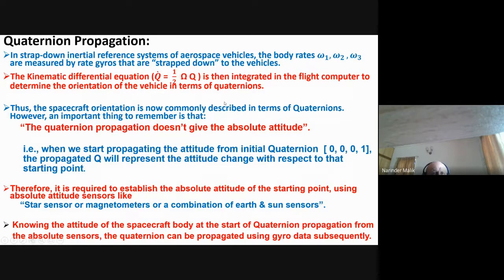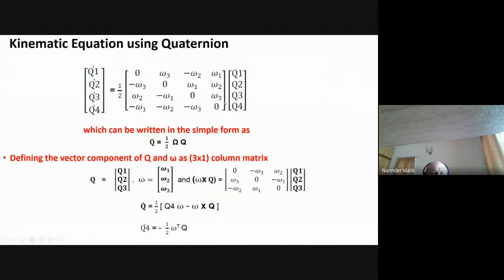Like I said, I can propagate the Qs, the attitude of the spacecraft, using only the body rates. Now, in the earlier equation, you saw sine and cosine were coming. Here in this propagation, nothing is coming. Here, Q1 is equal to a simple summation. So you are avoiding trigonometric functions, and the computation becomes very, very simplified.